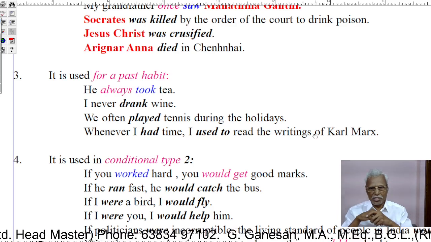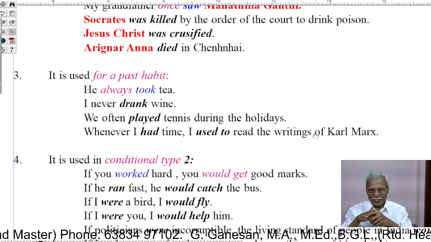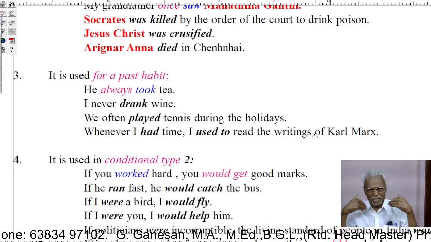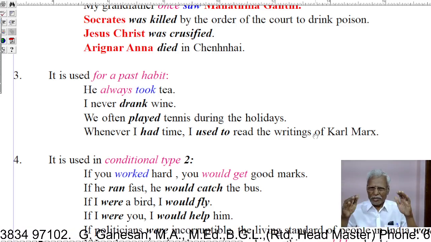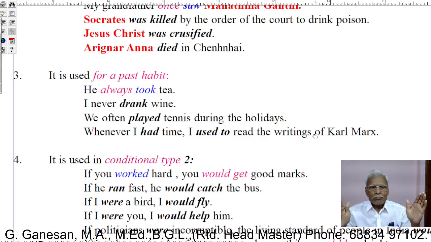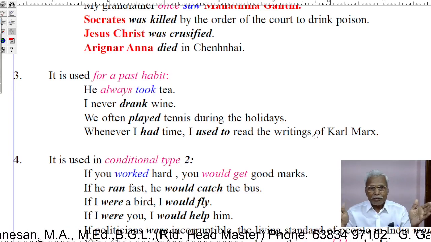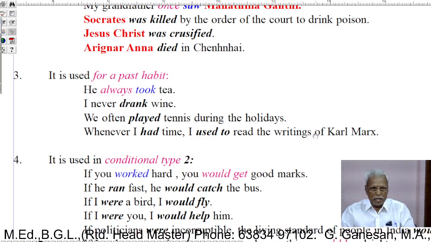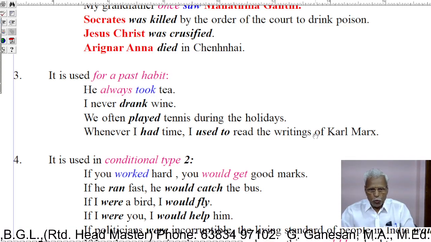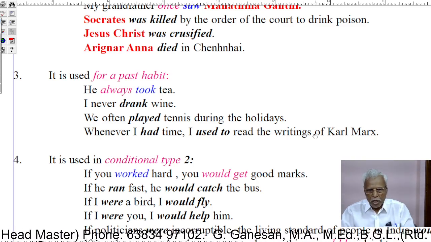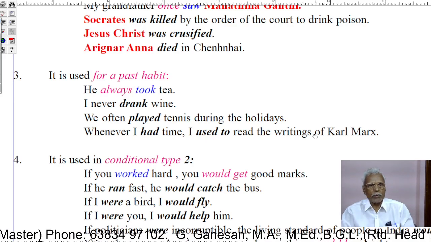His writings, such a great man, not was, but is Karl Marx. He is. He will be spoken of till the last day of the earth. So, I always took tea. I never drank wine. We often played tennis during the holidays. Whenever I had time, I used to read the writings of Karl Marx.